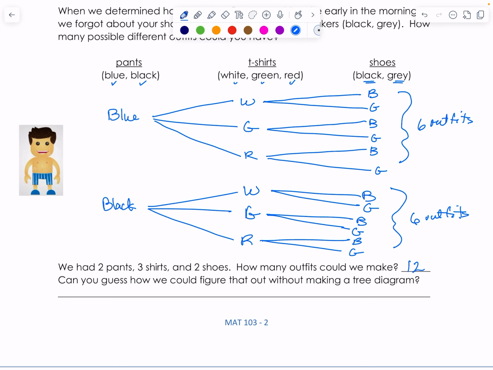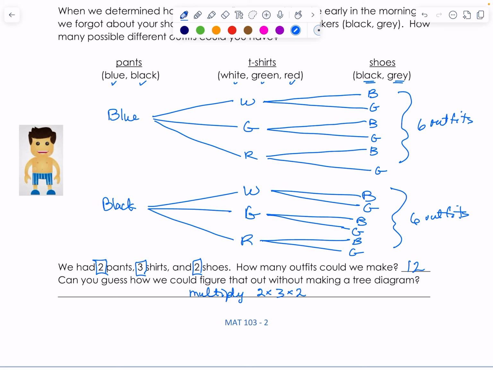Right? So we had 2 pants, we had 3 shirts, and we had 2 shoes. And we made 12. Just like we did before, you could just multiply all those together. 2 times 3 times 2 to get how many outfits we have.